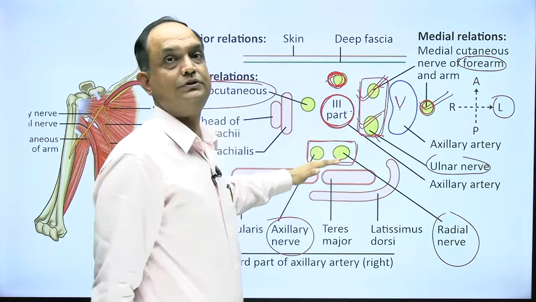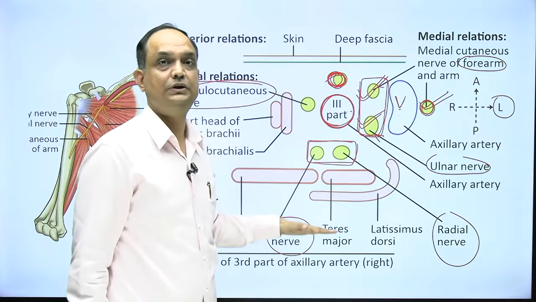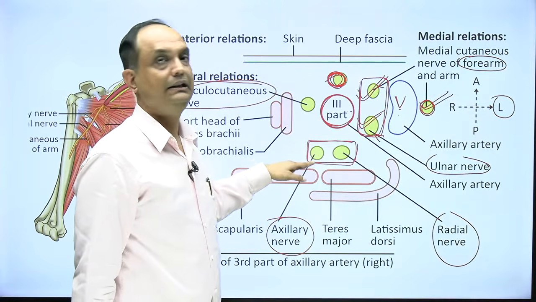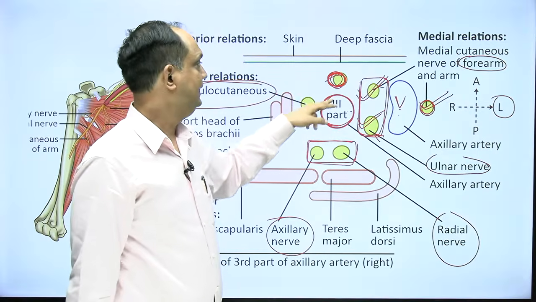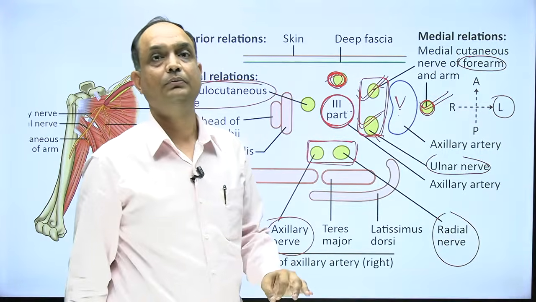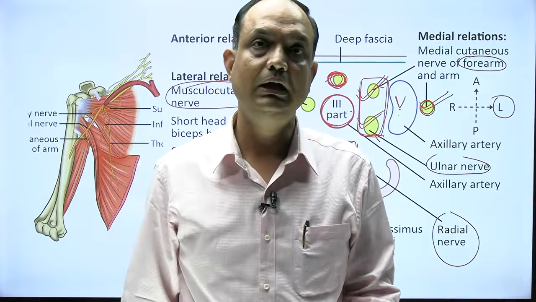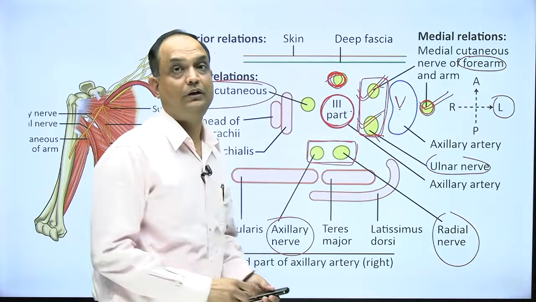Now, we will come to the posterior side. You will have the two branches of the posterior cord, radial nerve and the axillary nerve. On the lateral side, the lateral cord is giving the musculocutaneous nerve, and anteriorly it is crossed by the medial root of the median nerve. Clear?